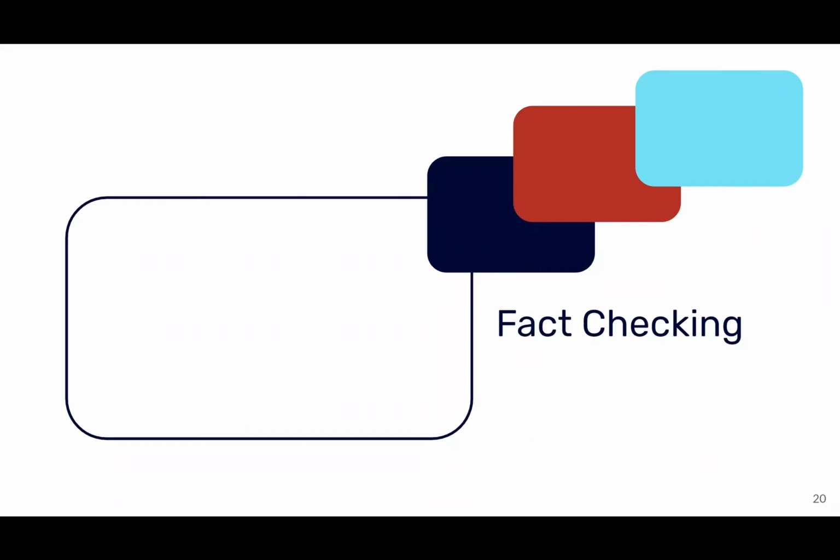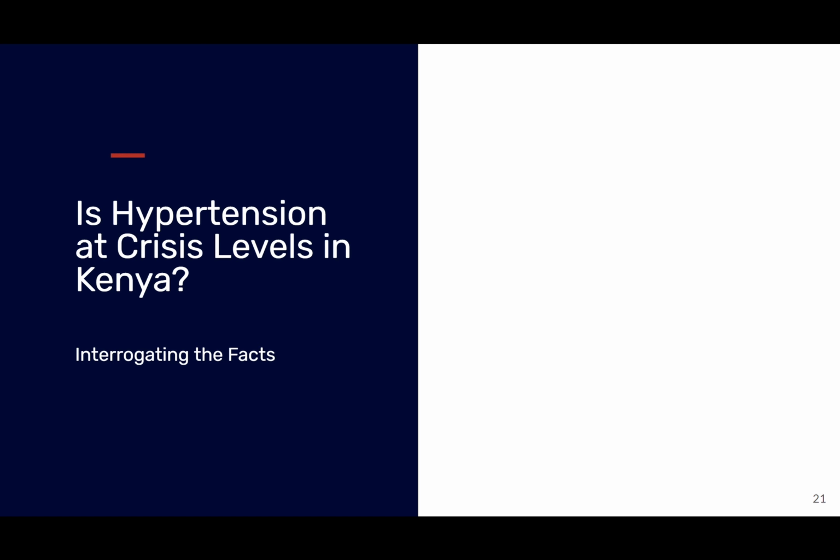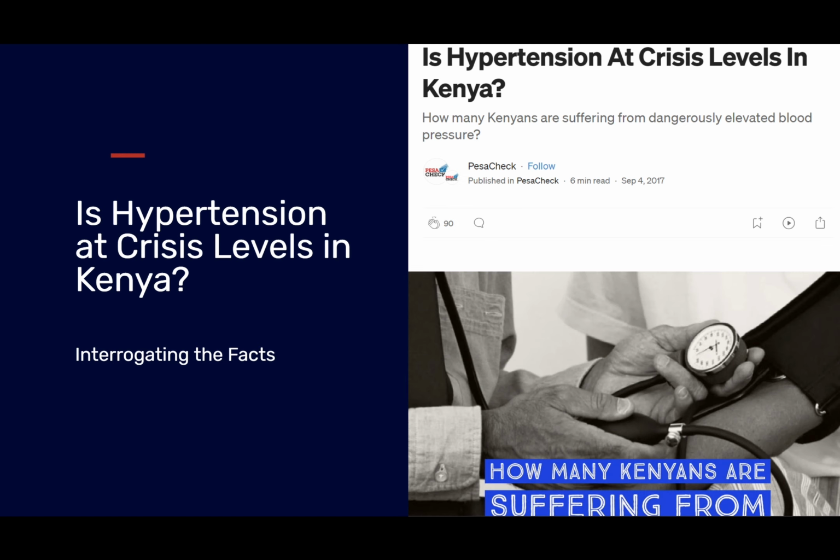The fourth type of data journalism is fact-checking. Fact-checking journalism allows a journalist to interrogate facts that have been shared. They use additional data to determine the validity of the information. An example is, hypertension at crisis levels in Kenya?